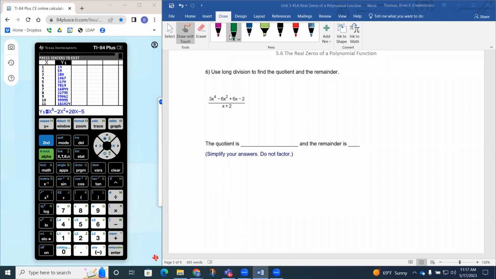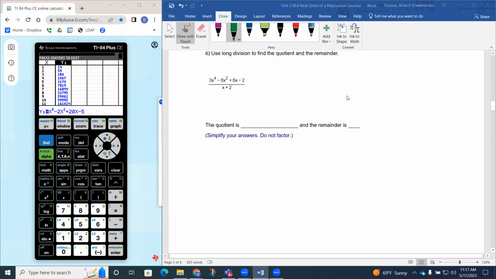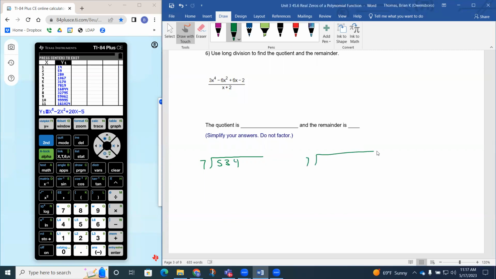So question 6 says, again, use long division to find the quotient and the remainder. So I remember in long division, if I wanted to divide 7 into 534, what I can do is go 7 into 500 plus 30 plus 4, and try to do it this way.